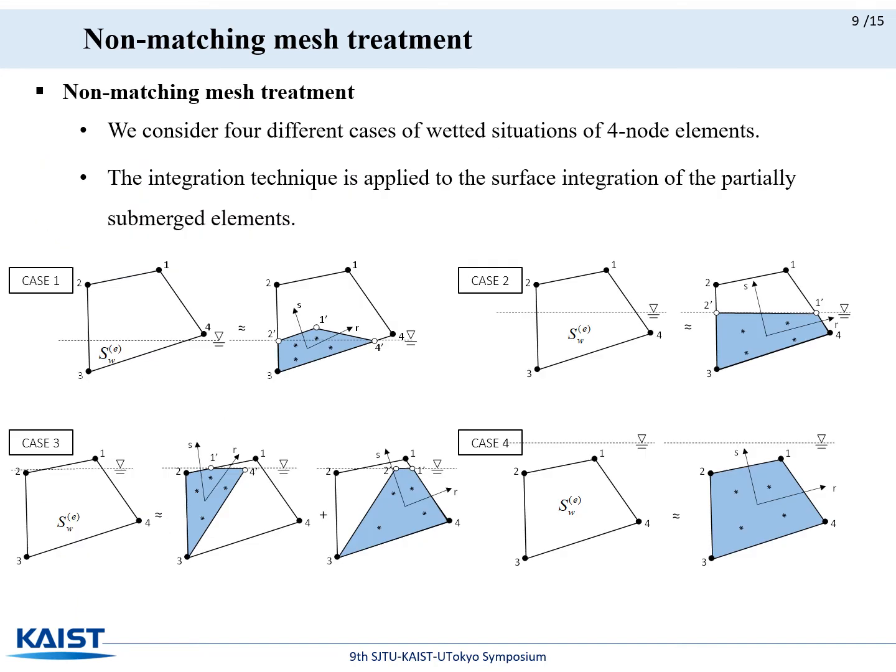To handle the non-matching mesh problem without modifying the initial mesh, an effective numerical integration technique is adopted. We consider 4 different cases depending on the number of wet nodes in a 4-node element. Numerical integration is carried out by using a temporal node appropriately for each case.